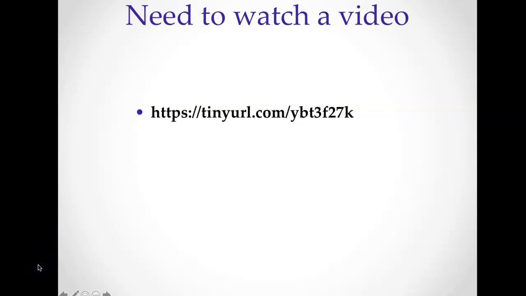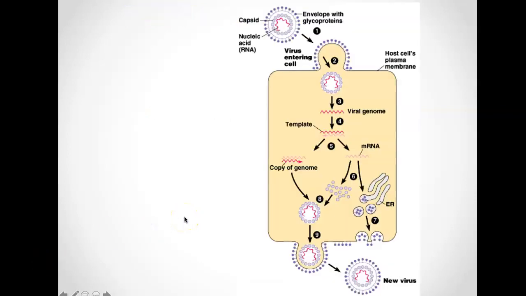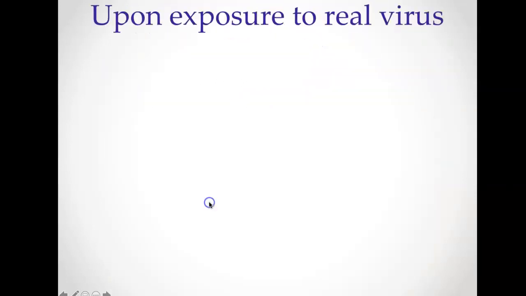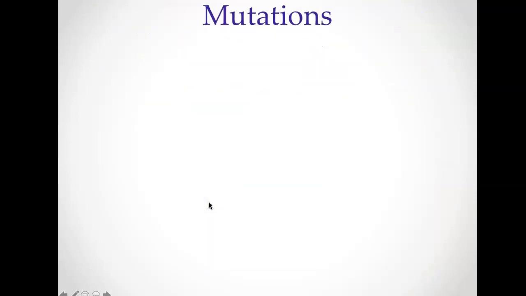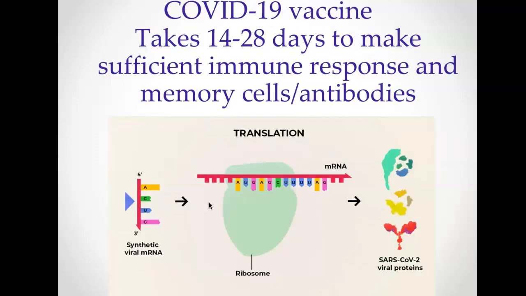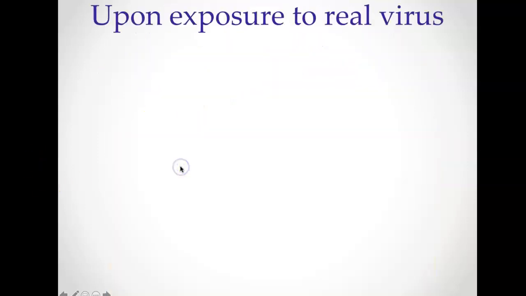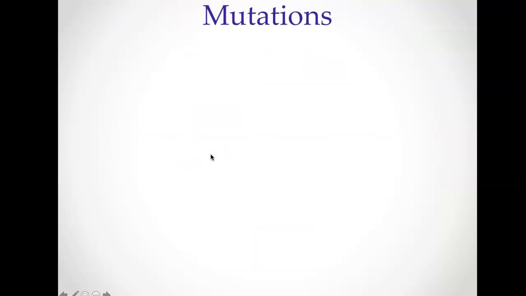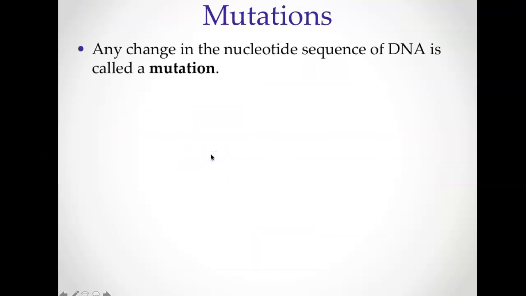All right, and so once you have watched that little review video that gives really good animations, I am going to talk about this tomorrow in the Zoom. It's really interesting the way that they're making the vaccine for COVID right now. So I'll talk about that because it has everything to do with this chapter, actually. So let's go ahead and talk about mutations and how DNA mutations can cause problems.